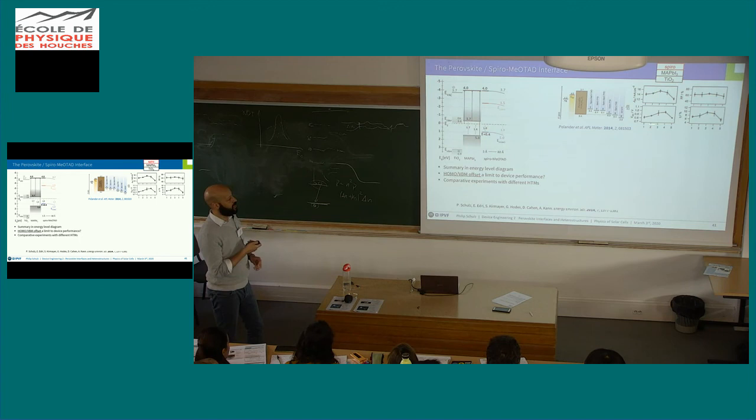Here what they did is they, starting with spiro-OMeTAD, which has this offset of 0.4 eV in ionization energy between the organic molecule and the perovskite, sampled different hole transport materials with different ionization energies and could see VOC and the efficiency peak when they aligned those energy levels.